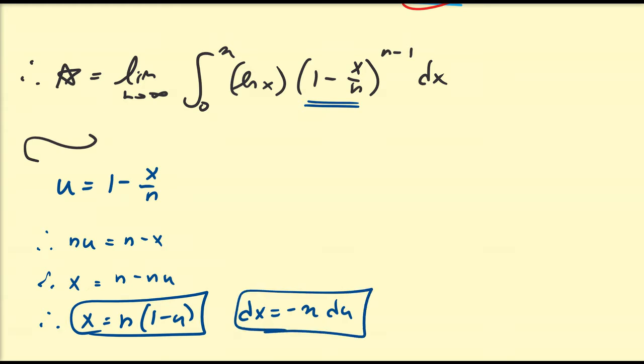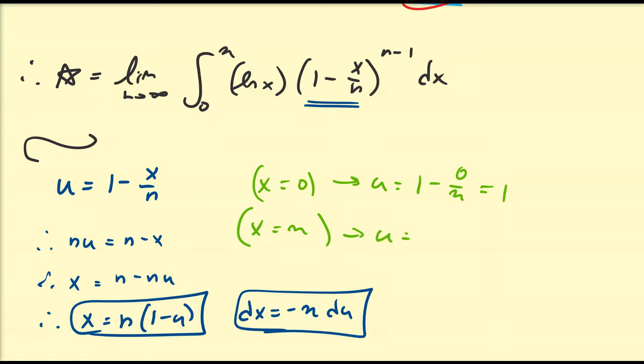And let's do some limits here as well. So when x is equal to 0 and when x is equal to n, what do we have for our values of u? So u is going to be equal to 1 minus 0 divided by n, so it's going to be equal to 1. And u for n is going to be equal to 1 minus n over n, so that's 1 minus 1, which is going to be 0. So our limits from 0 to n are going to go to 1 to 0.